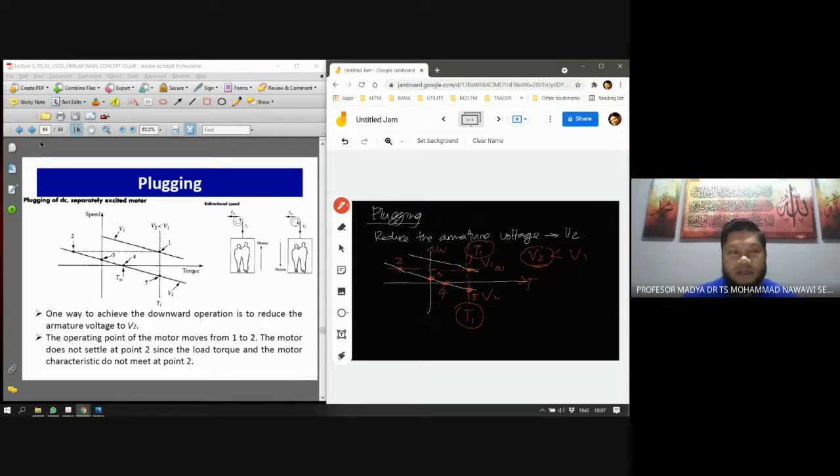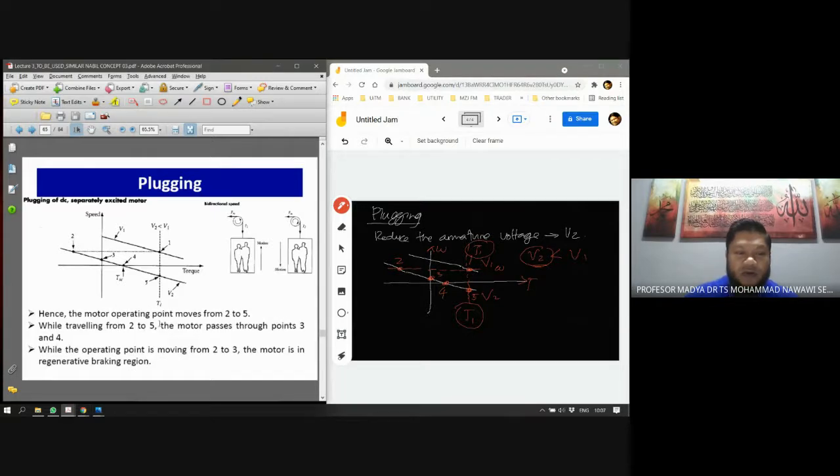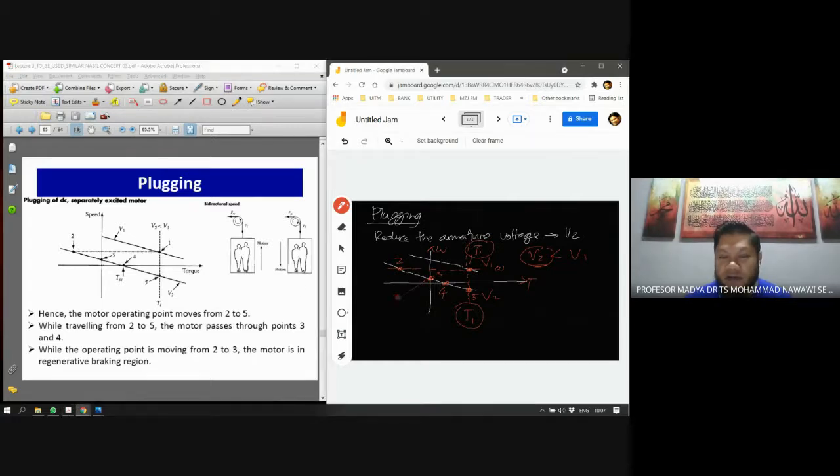Okay, just try to understand that. So from there to that, the motor operating point moved from 2 to 5. But while traveling to the right, it passes through 0.3 and 0.4. So what is 0.3? 0.3 is where we have no load torque, omega naught. This is where we have torque equals to 0. While it moves to 3, during this region, this is known as regenerative braking.